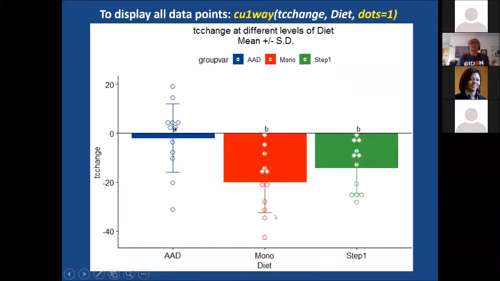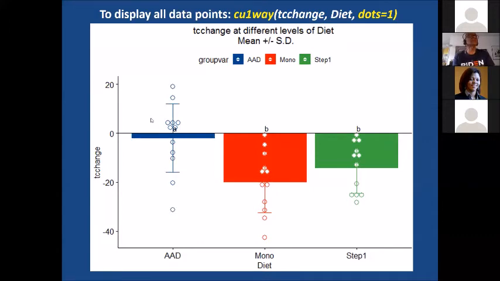Okay, so folks, I'm done with exporting graphs. CU one way, TC change diet, I want you to add dots equal to 1. And what that does is it'll show all your data points on the bar graph. And I find it very useful in terms of looking for outliers. There are two reasons I think this is a very useful option, not all the time, but at least when you first analyze your data.